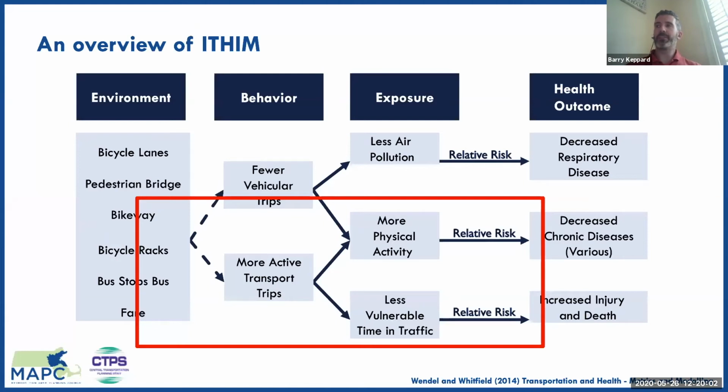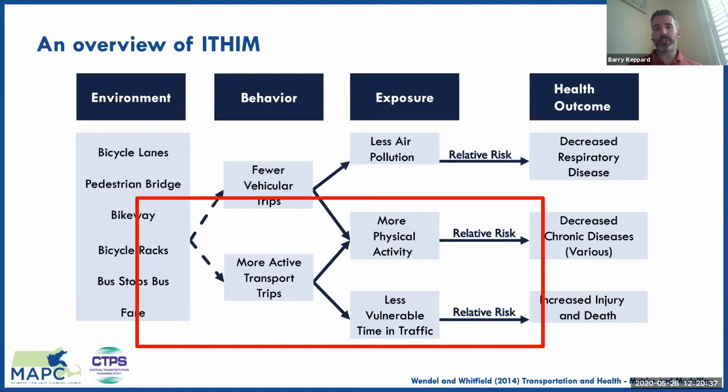So again, this is going back to that example that Sharon was sharing with us about the upstream piece. We know that the environment that people live in, what that environment looks like, affects their behaviors, whether they take more or fewer trips, and what type of trips they take. We know that behavior in turn has effects on what people are exposed to, more or less, of air pollution, physical activity, time that they're in traffic. Each of those then has an effect on health outcomes, and that's where the evidence base is important in establishing those connections to respiratory diseases, chronic diseases, injury, and death.